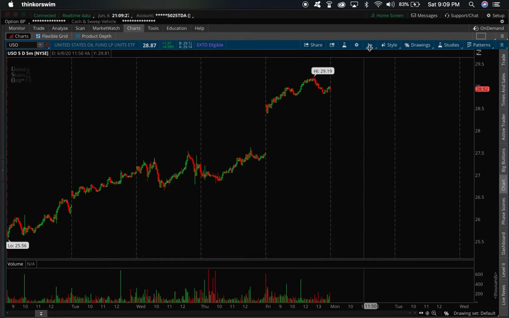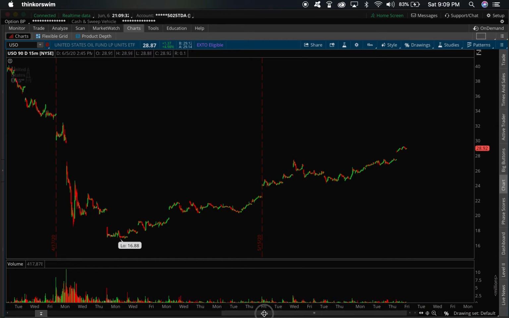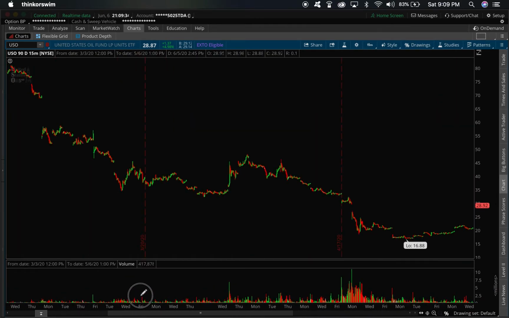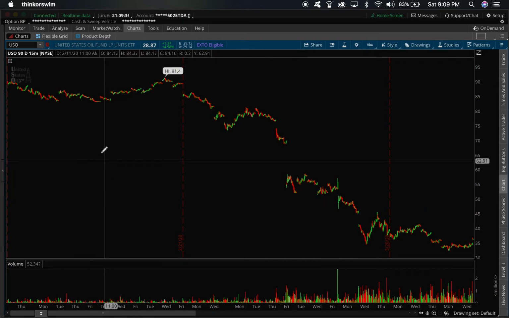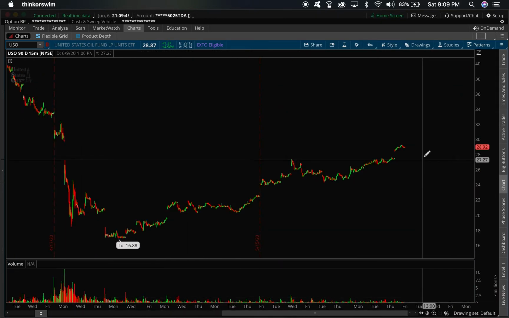Hit OK. Go ahead and change that. And now you can go back and look at what it's done over the last 90 days. Now, of course, I've taken my moving averages off here, but this is just another way that you can go and back test different strategies and understand how they work.